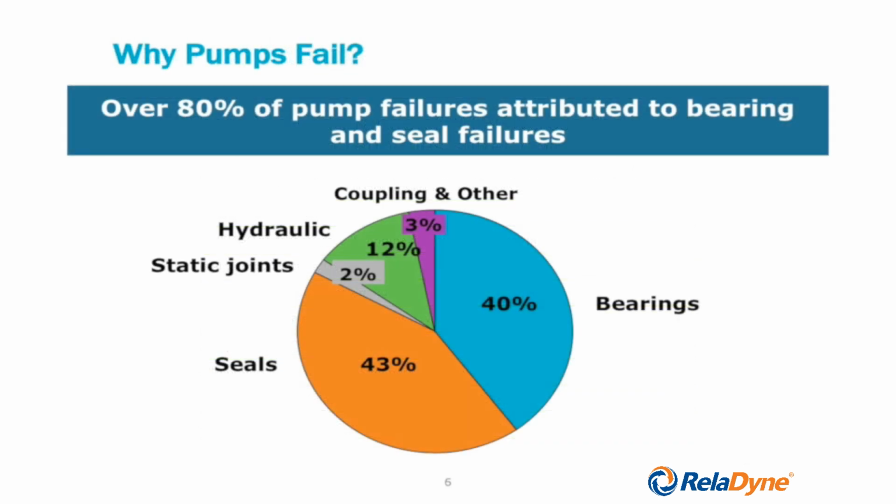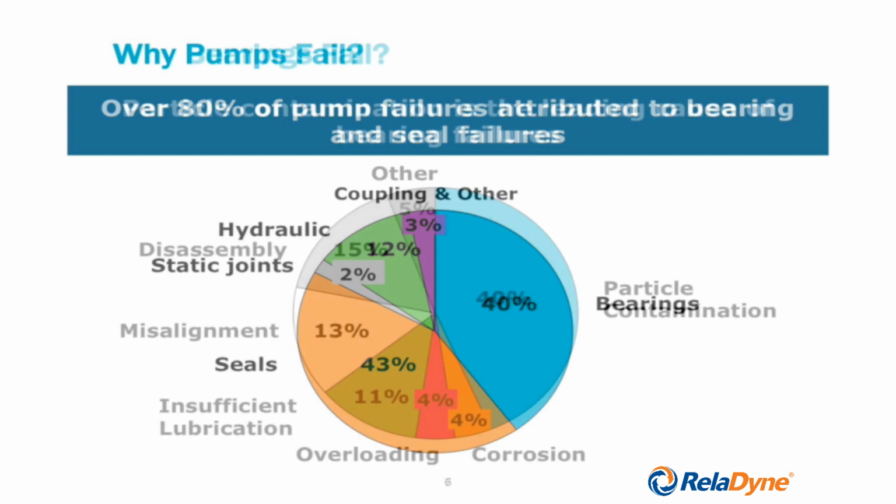Why do pumps fail? Over 80% of pump failures are attributed to bearing and seal failures. The combination of bearing failures and seal failures, as you can see on this graph, is perhaps 83%. The remaining 17% are distributed over hydraulic issues or static joint issues, couplings, and so forth. In any event, we have to pay attention to bearing life and to mechanical seal life.